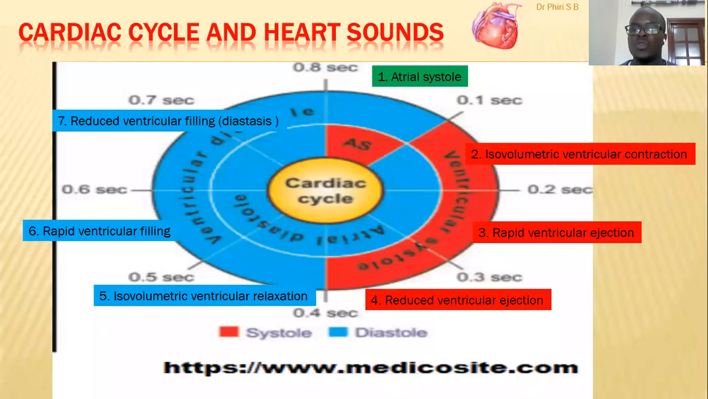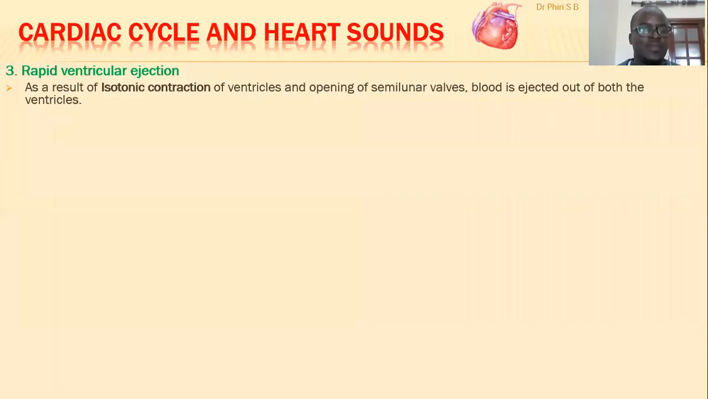Now we'll move into rapid ventricular ejection, or the ejection phase of the cardiac cycle, phase 3. We are starting with rapid ventricular ejection. In rapid ventricular ejection, as a result of isotonic contraction of the ventricles and the opening of the semilunar valves, blood is ejected out of both ventricles. Because the pressure has increased so much, it pushes open the semilunar valves. Then, when the semilunar valves open, blood is ejected into the aorta and the pulmonary trunk.